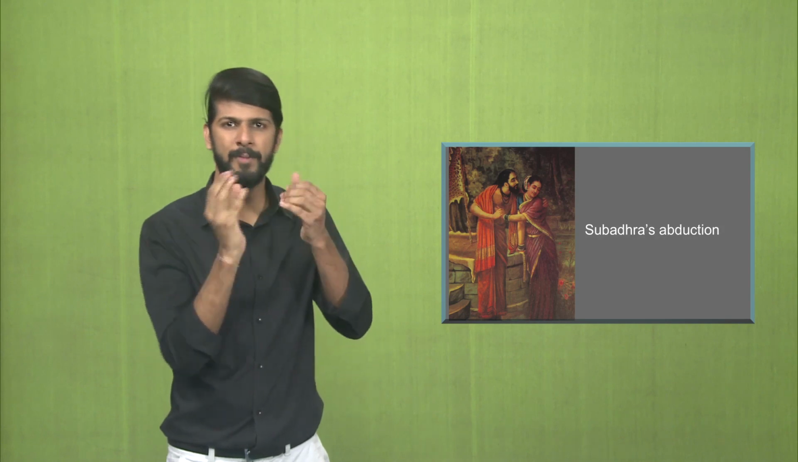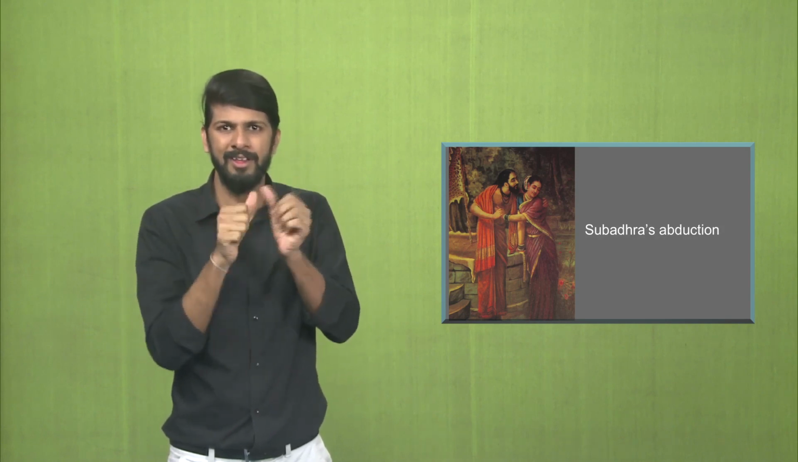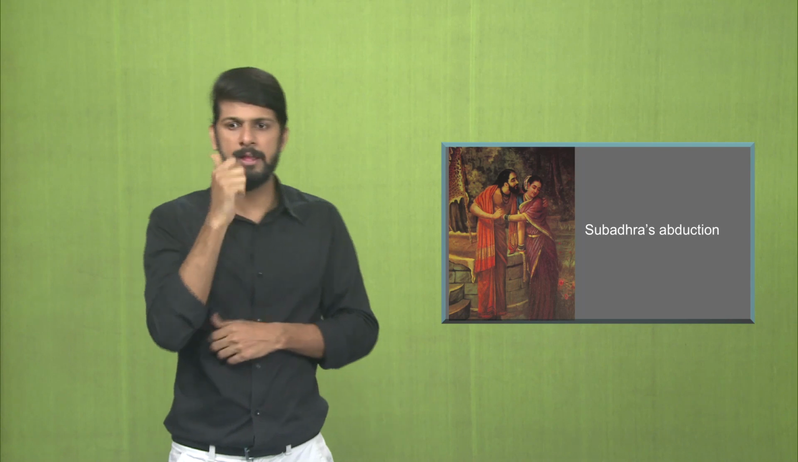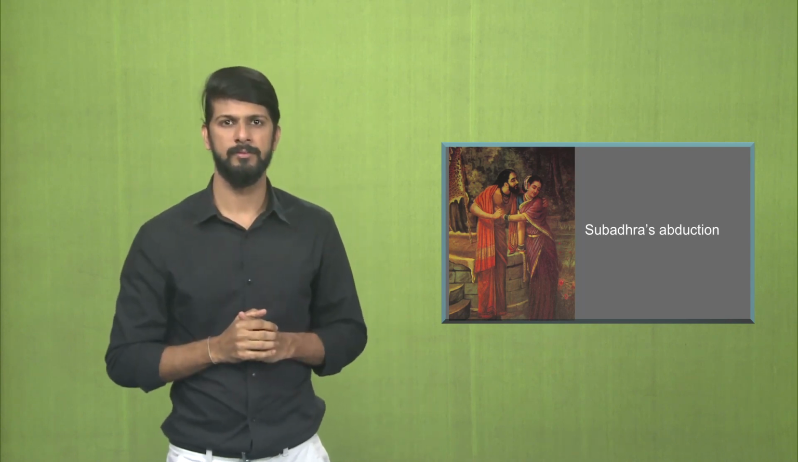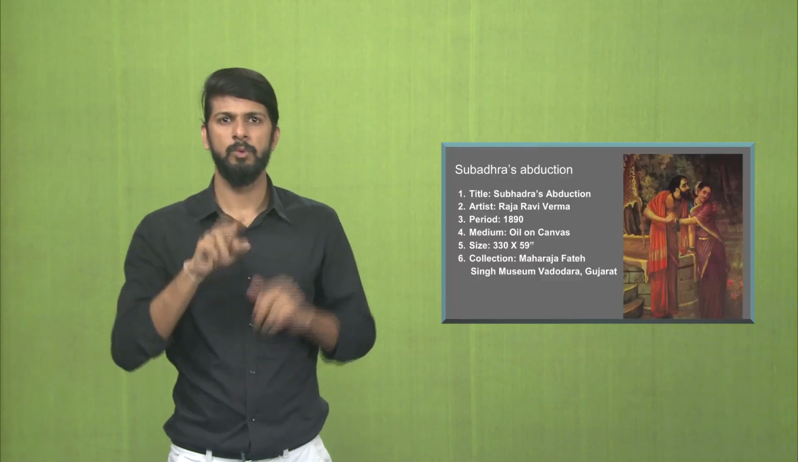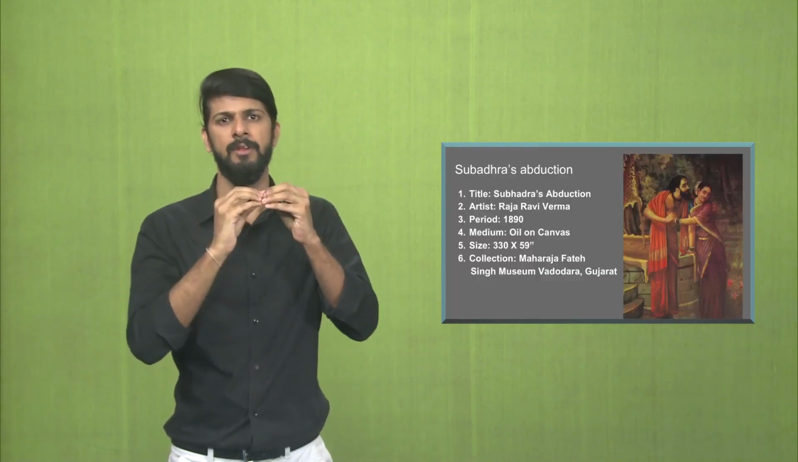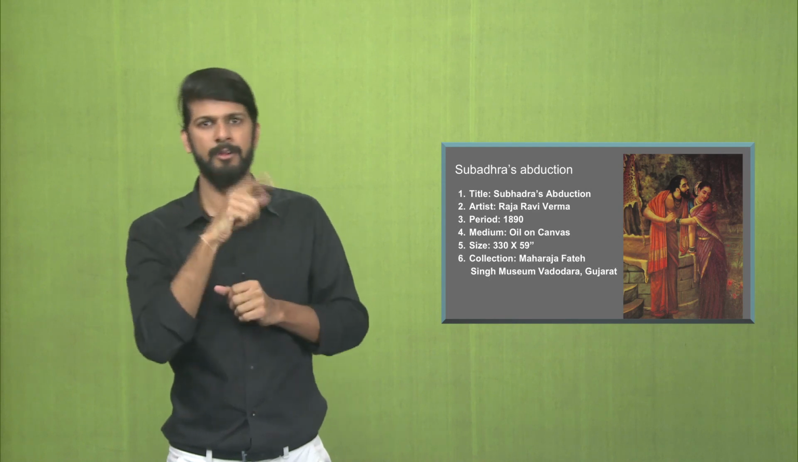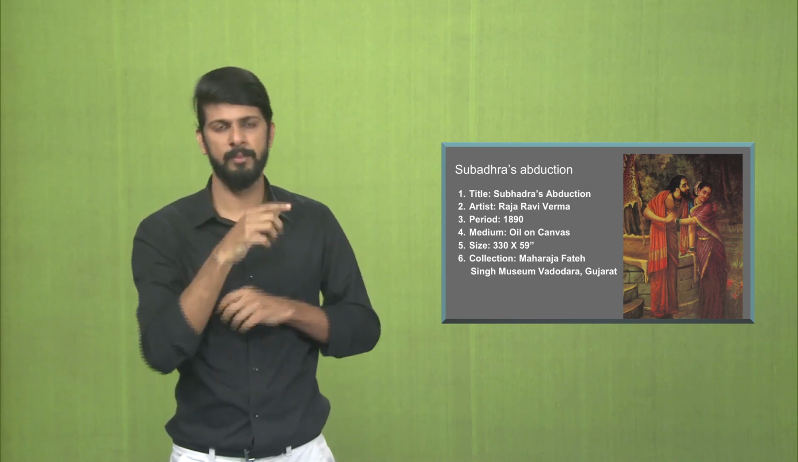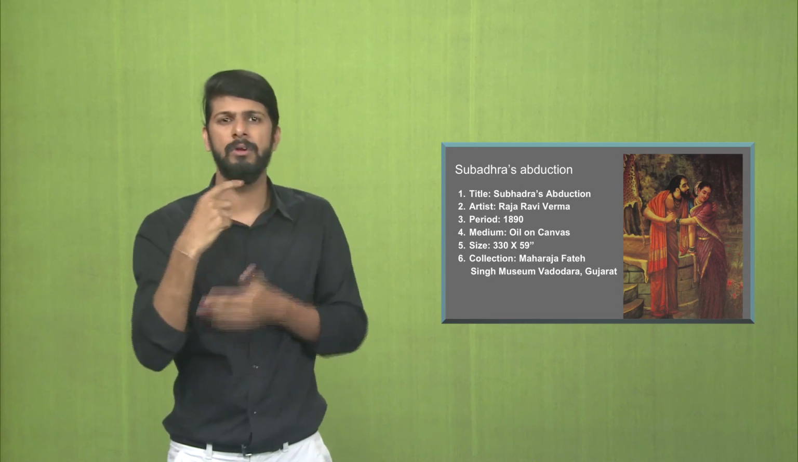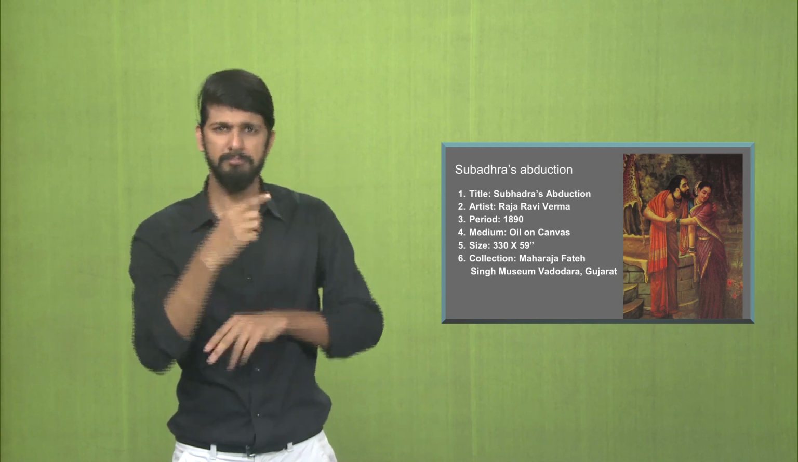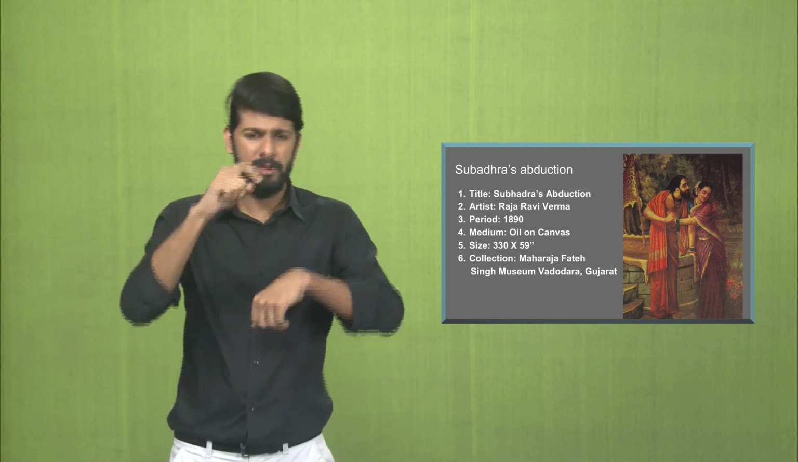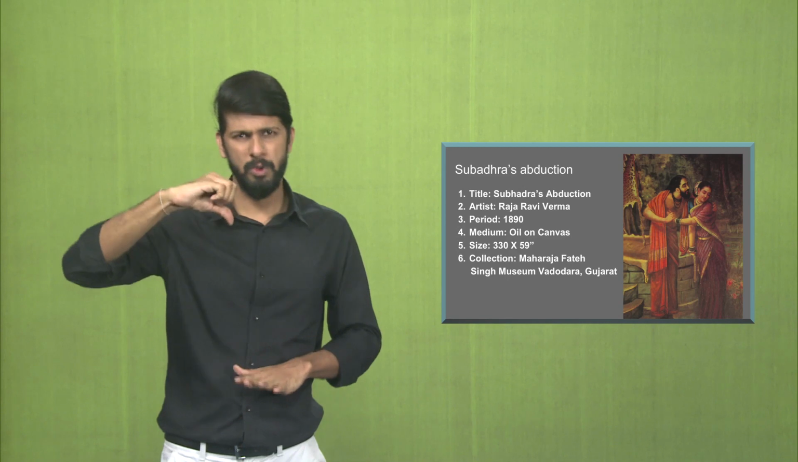This is the painting. The girl here is Subhadra and Arjuna is trying to abduct Subhadra. Let us understand this painting. The title is Subhadra's Abduction. Artist is Raja Ravi Varma. The period of this painting is 1890.